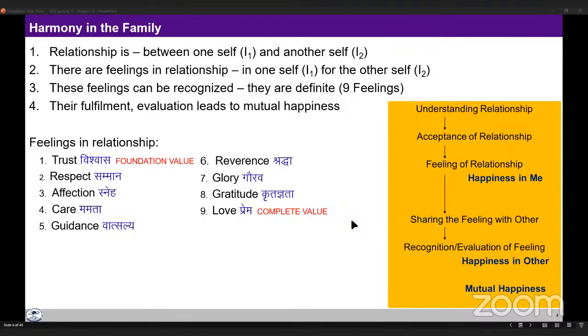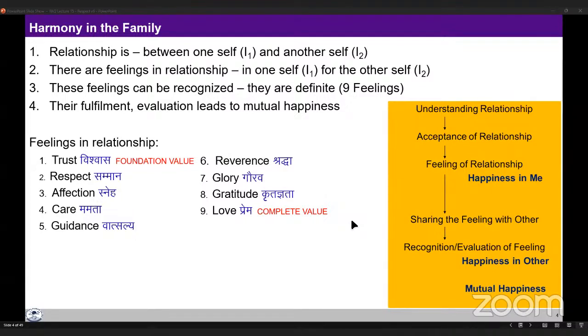And the relationship, when we see, is between the self and the other self. The feeling is there in me for the other person, and it is there in the other person, meaning the self of the other person. Whenever these feelings are there, I can recognize them. Whenever the feeling of trust is there, I can recognize it. Whenever this feeling of trust is shared by the other person also, I can recognize it. Who recognizes? Does the body recognize the feeling or does the self recognize the feeling? You see that the self only recognizes the feeling. Body has no role in recognizing.